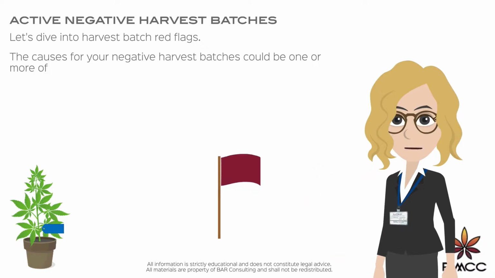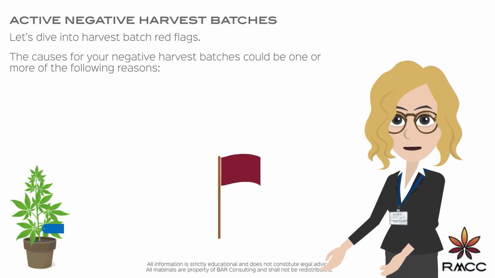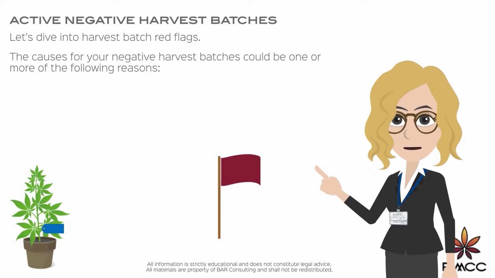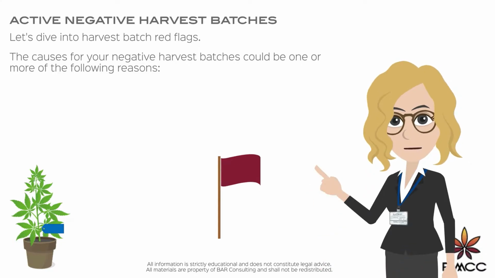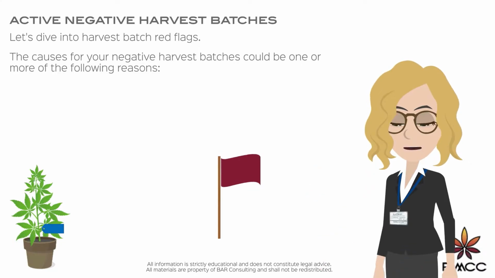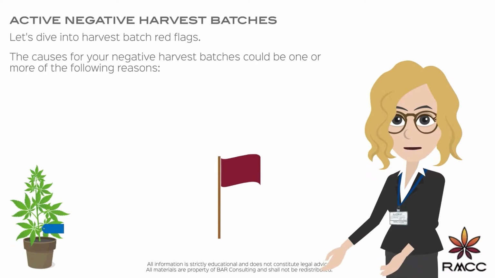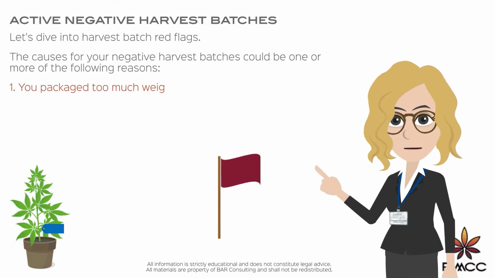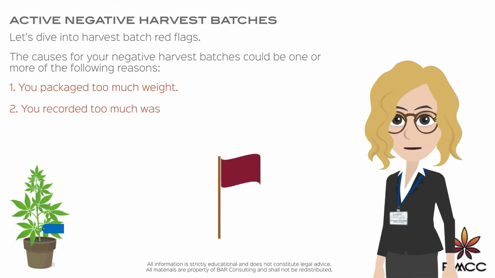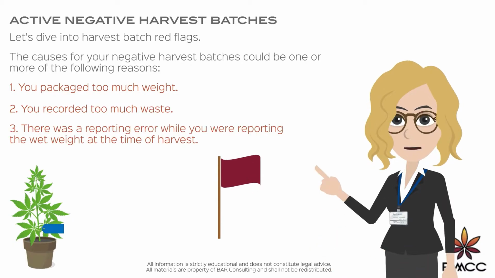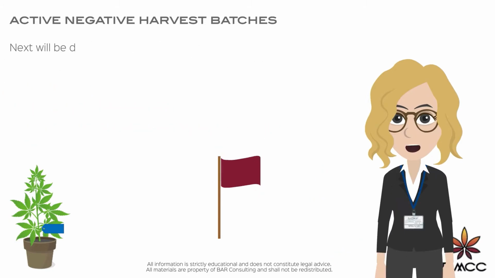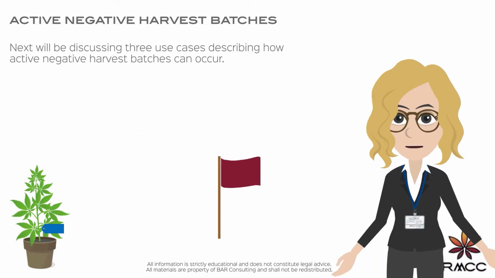The causes for your negative harvest batches are one of the following reasons, or it could be a combination of all of these reasons. The majority of the time, a negative harvest batch occurs because you either packaged too much, recorded too much waste, or there was a reporting error when you were reporting the wet weight at the time of harvest. And so here are the following red flags to look for.